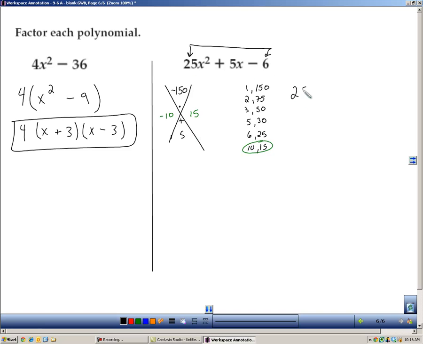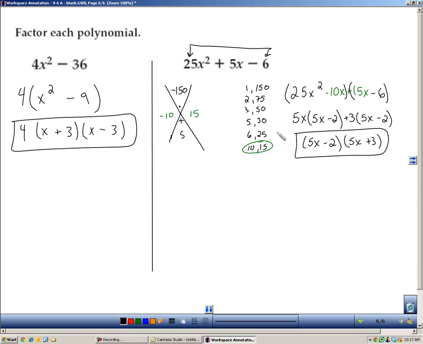Rewriting our trinomial now, 25x squared in front, minus 6 in the back. The middle two terms are minus 10x and plus 15x. Now we do grouping. Take out a 5x. I'm left with a 5x minus 2. Take out a positive 3, and I'm left with 5x minus 2 there as well. Now we take out the 5x minus 2, and what's left but 5x plus 3. So that polynomial factors that way.